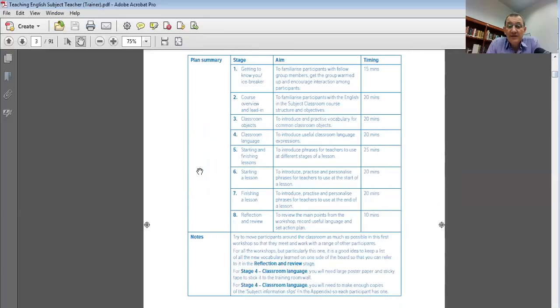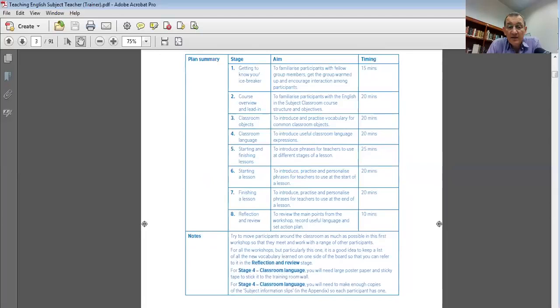Stage 5, starting and finishing lessons. So this again is more classroom language that we hope that the participants can practice and become more comfortable using. Stage 6, starting a lesson. Stage 7, finishing the lesson. And then finally, a reflection and review. And so this is where we ask the participants to think about the workshop that they have just been through and write an action plan for themselves, so that they then take ownership of moving their own learning forward in the future.